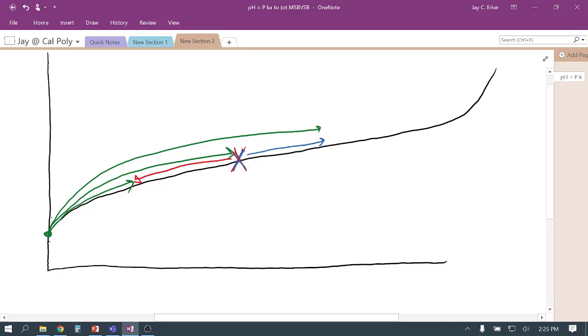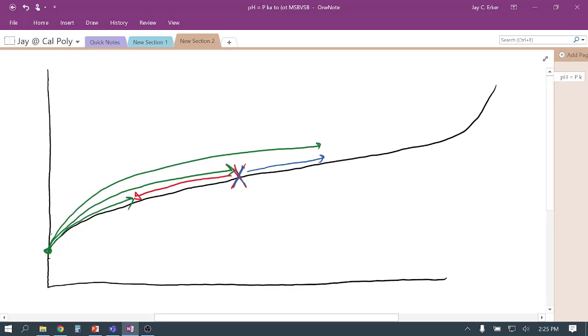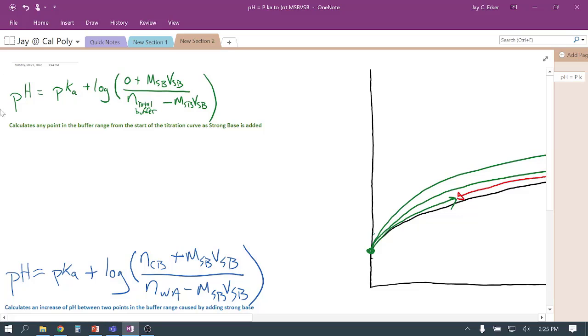Because ultimately, through the buffer range, all that matters is that ratio of conjugate base to weak acid. How we get there can be multiple different directions. And since we have multiple different directions that are all essentially equivalent to each other, this one green equation becomes the easier one to use.